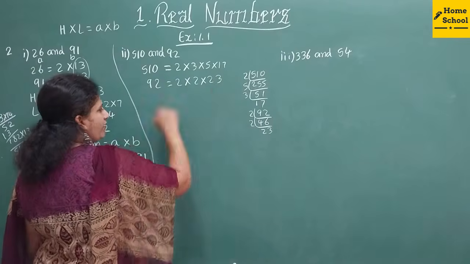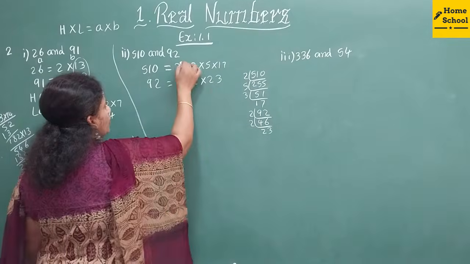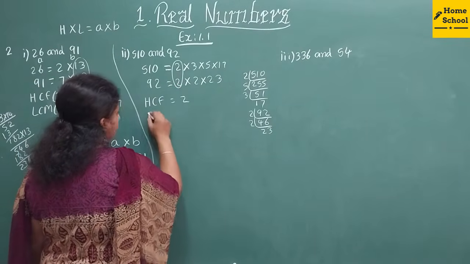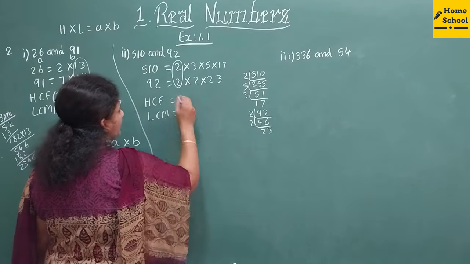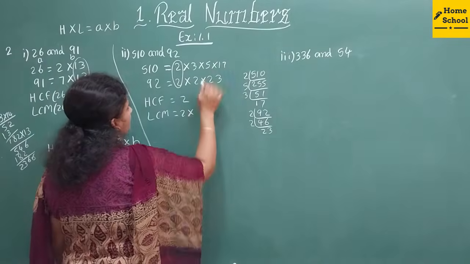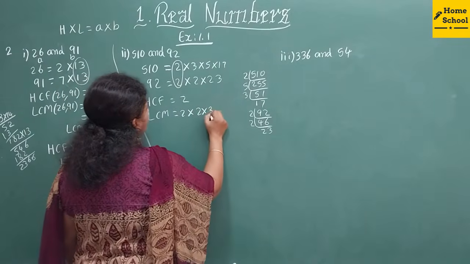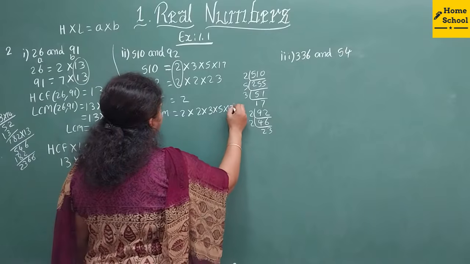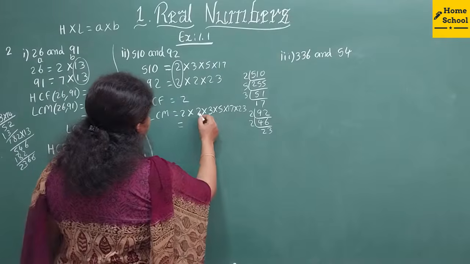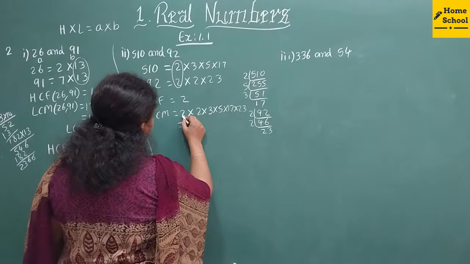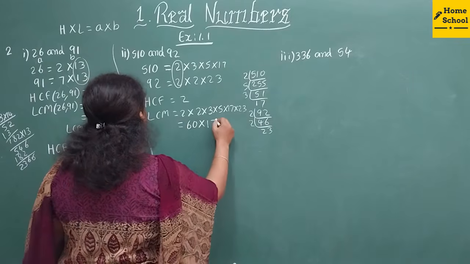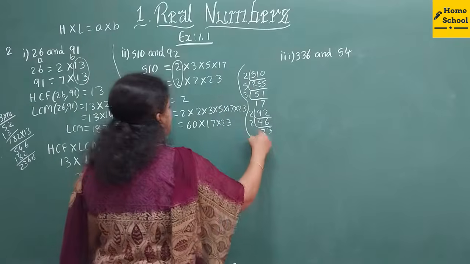Now among these two factors, which are the common factors? Only 2 is common, right? So the HCF of these two numbers is 2, and for the LCM, write the HCF number one time and multiply the remaining numbers: 2 into 3 into 5 into 17 into 23. That is 3 2s are 6, 5 2s are 10, 6 10s are 60, 60 into 17 into 23. This is all rough work.